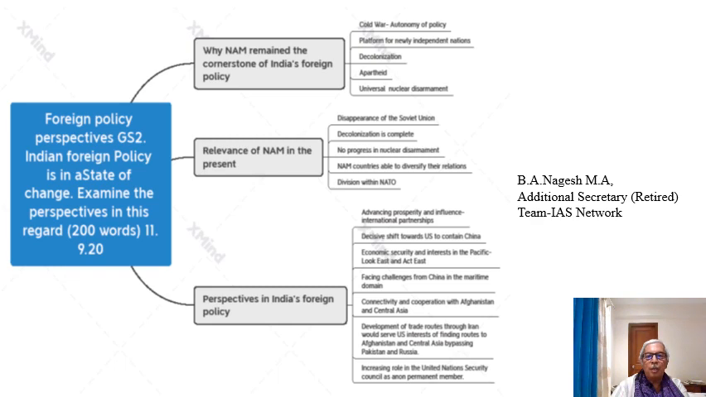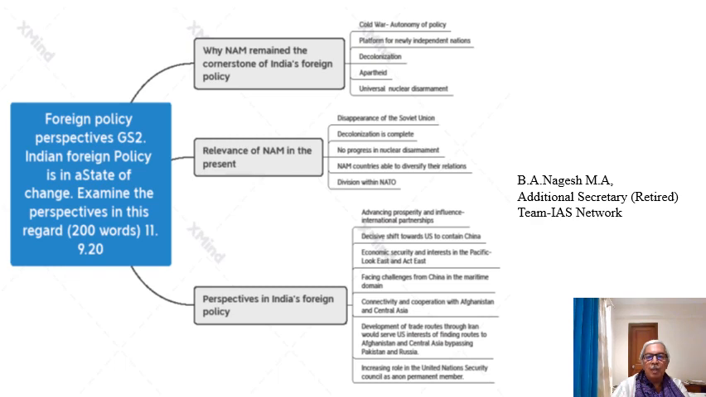When we started a discussion on the perspectives of India's foreign policy, first we had an introduction on why NAM remained the cornerstone of India's foreign policy. The reasons we adduced were the Cold War, why India had to adopt a policy of non-alignment so that we can have autonomy of policy making. Then the freshly independent countries which came out of colonial rule saw non-alignment as a ray of hope. Then apartheid and universal nuclear disarmament. These are the pet agendas of NAM. So all these factors made NAM the cornerstone of India's foreign policy.